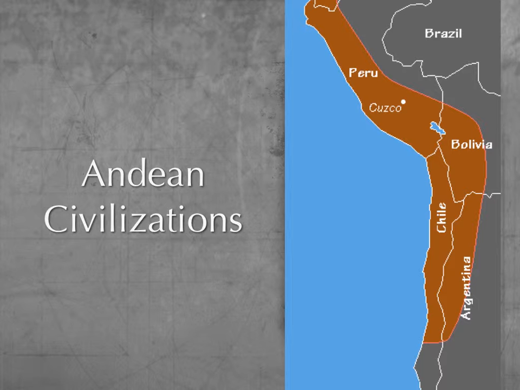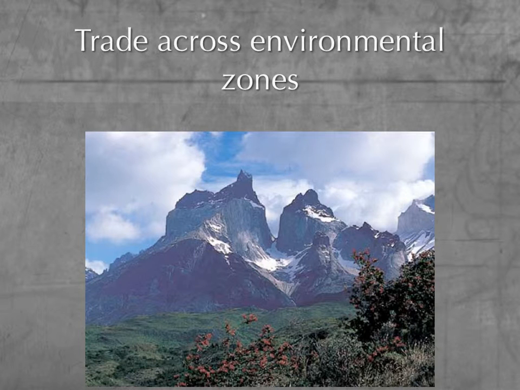Andean civilizations, we'll talk about them first. And there's the Andes Mountains. Trade across environmental zones is really the characteristic that defined the civilizations that developed in the Andes. And you're seeing why that would be so right there. You're looking up at the mountains, and then you've got the level below that, the green land below that. That kind of contrast between the different zones is true across the Andes. And so if you want to survive, they had to basically take advantage of the resources that the different areas offered.